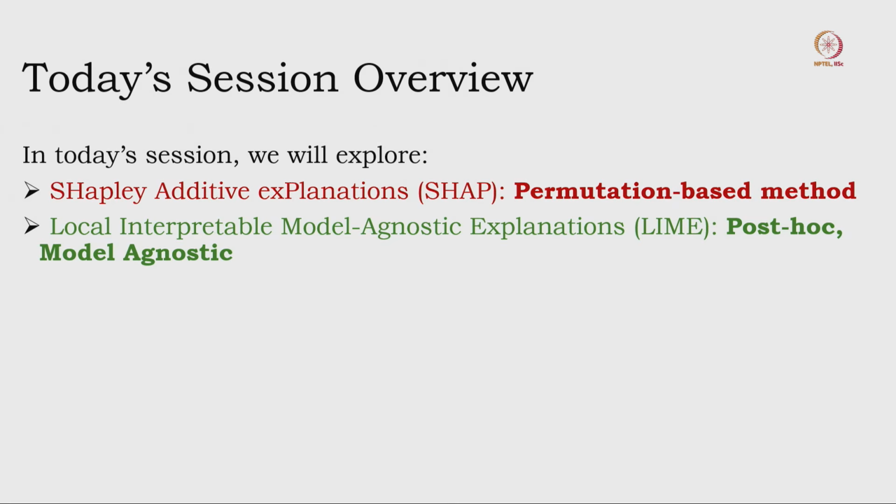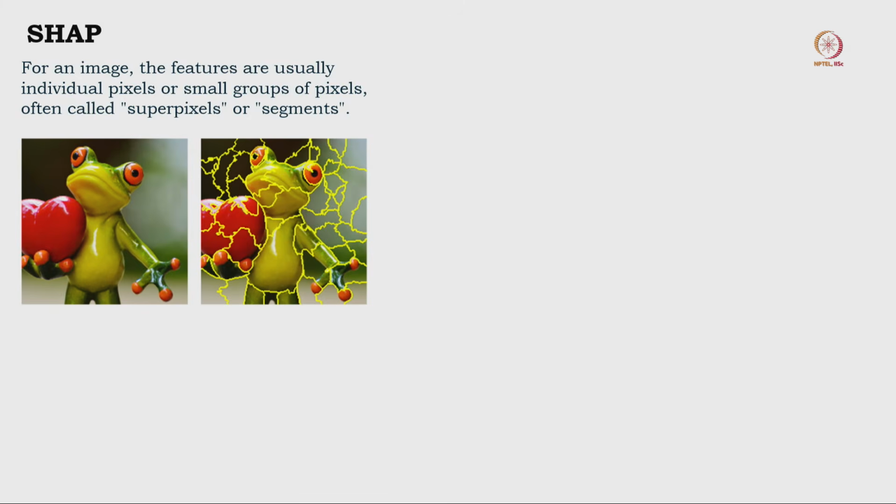In this particular session, we will explore SHAP, which is Shapley additive explanations, and the second method, LIME, which is local interpretable model agnostic explanations. Let us get started with SHAP. Looking at this image, the whole concept here is that once the model gives the prediction, we need to understand which pixels or which features have contributed a lot to the model prediction. That is the whole concept of explainable AI.